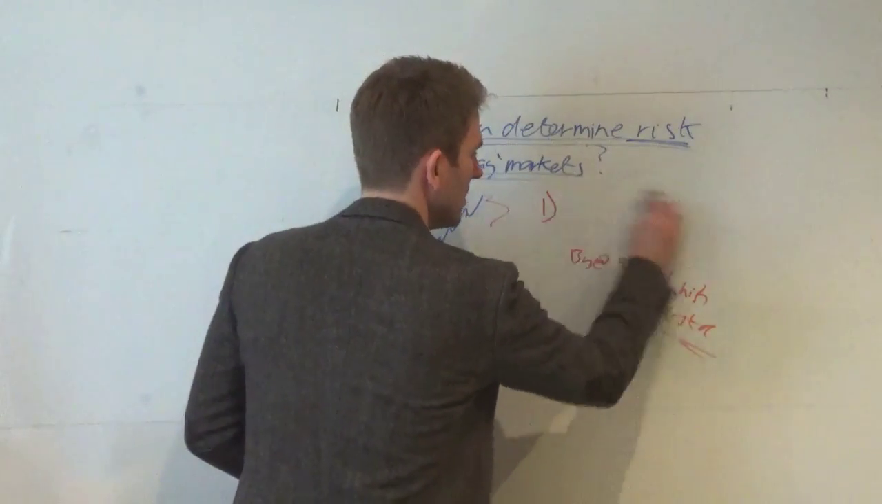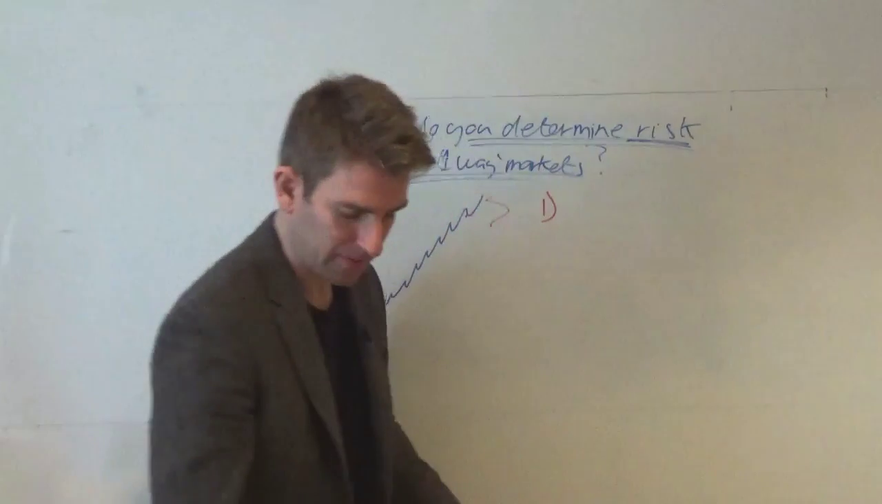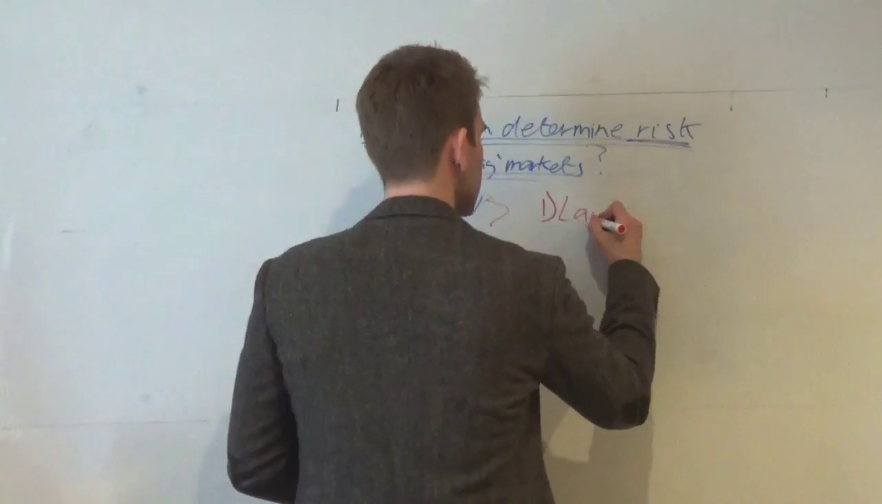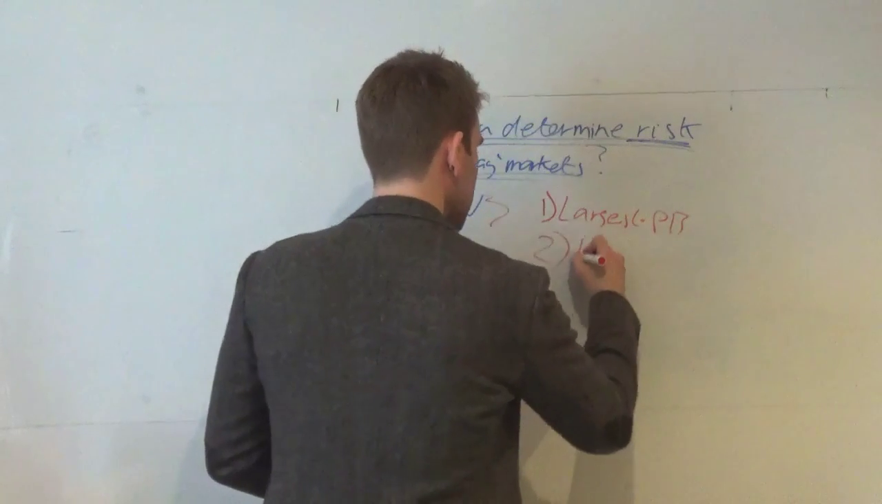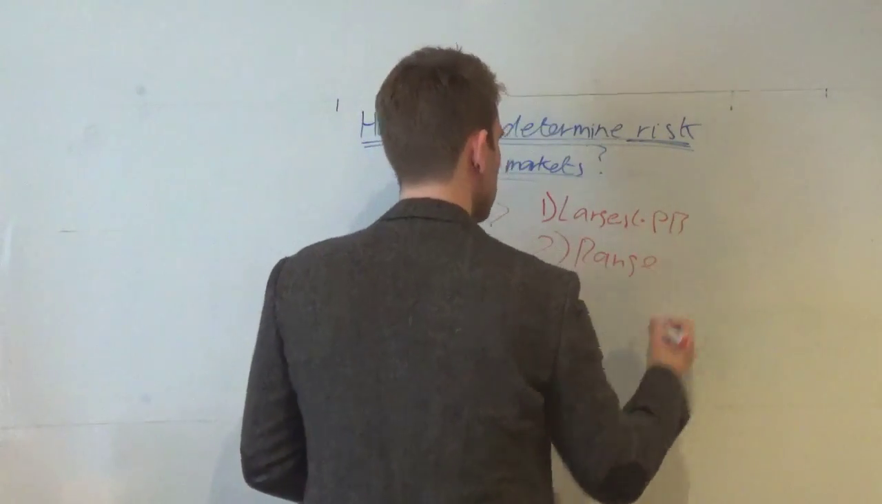Okay, so I probably should have left some of that on there. Let's put it back on there. So we've got to say, largest pullback. All right, number two we've got is the range, or the average true range.